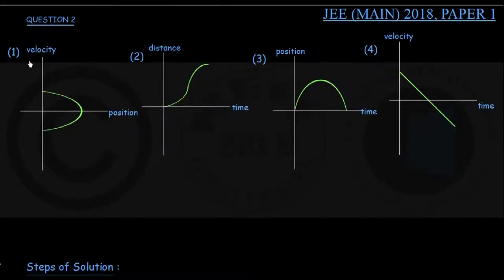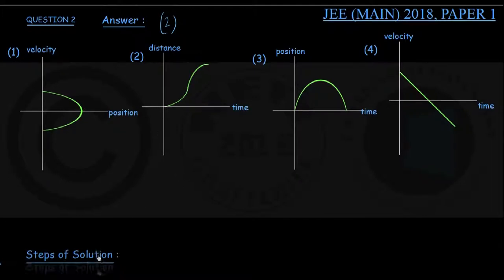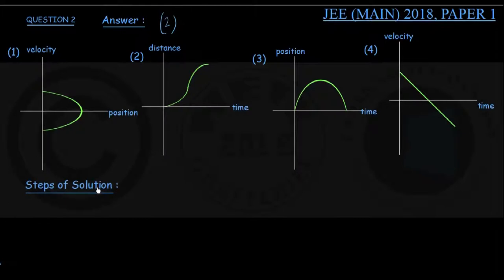For question number 2, the correct option is option 2. That is, this graph is incorrect. Now, how do you conclude that? To show you steps of solution, look at the graph 4 first, plotting velocity as a function of time.